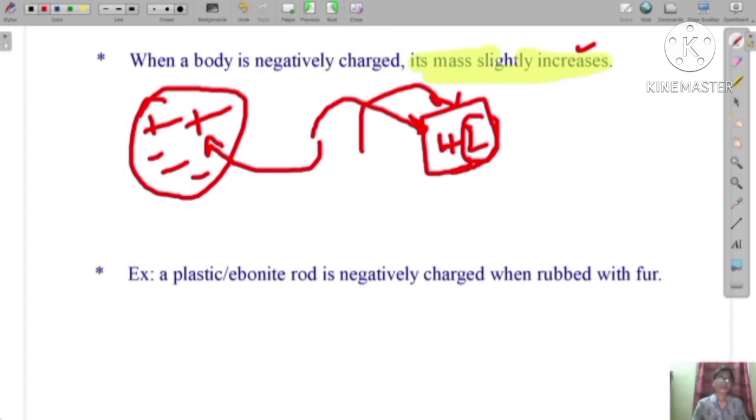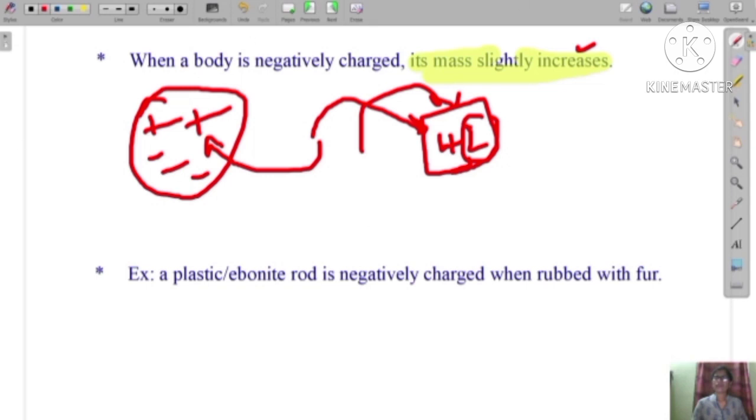So what is that example we are going to see? A plastic or ebonite rod is negatively charged when rubbed with fur. Now, if you consider a plastic rod or ebonite rod, whenever it is rubbed with fur, the plastic rod and ebonite rod get negatively charged, but fur is going to get the opposite charge of plastic and ebonite, which is positive charge. Is it clear?